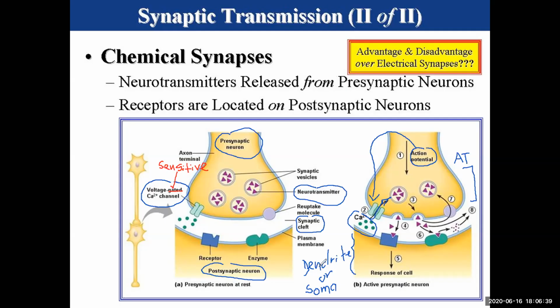D-E-N-D-R-I-T-E. Dendrite or soma, S-O-M-A. Soma is the same as cell body. And when I say soma or cell body, I'm excluding the axon hillock, right? And this dendrite or soma will generate either EPSPs or IPSPs, depending on the type of the neurotransmitter that binds to the receptor.